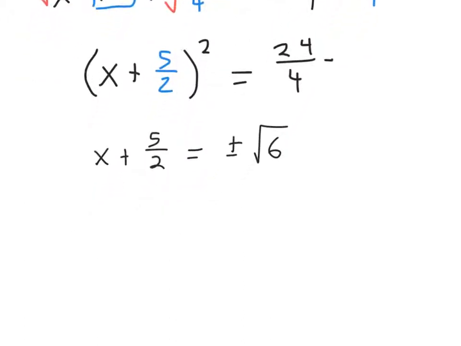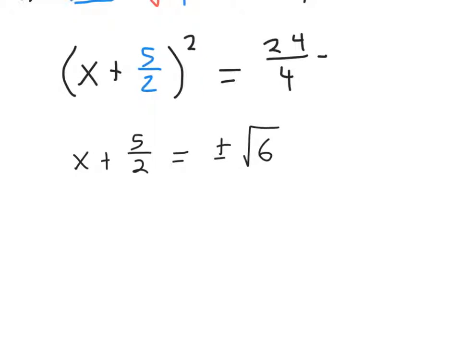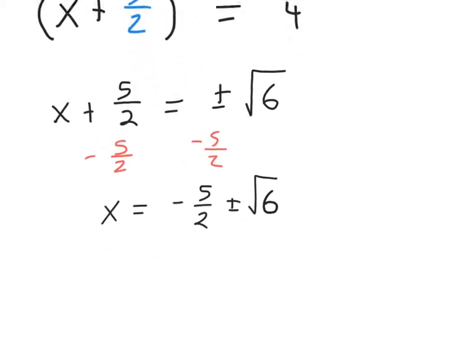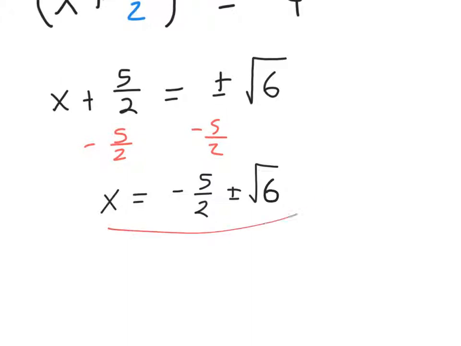Now remember what our last step is, and this really is the last step: I need to subtract the fraction from both sides. So what's my final result? The answer is simply this: negative 5/2 plus or minus radical 6. And let me fix that. Exact answer. This is the answer that you will commit to.